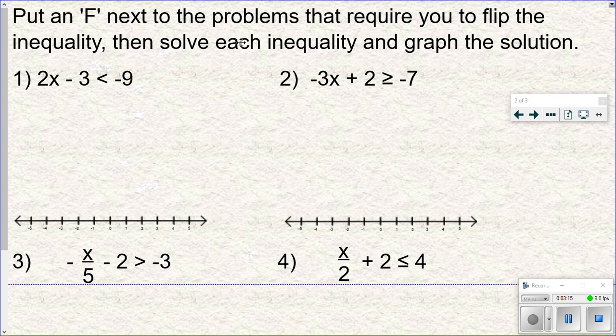Let's put an F next to the problems that require you to flip the inequality. So if I look at number 1, the variable is being multiplied by +2. So that's not one that I need to flip. In number 2, the variable is being multiplied by -3. So this is one that I need to flip. So I'm going to put an F next to it to remind me of that.